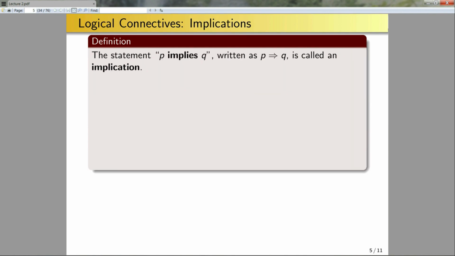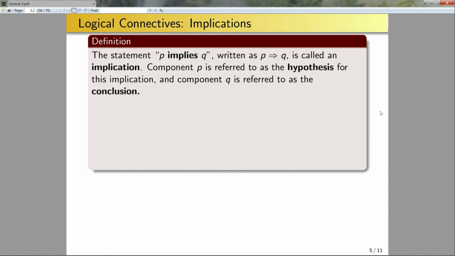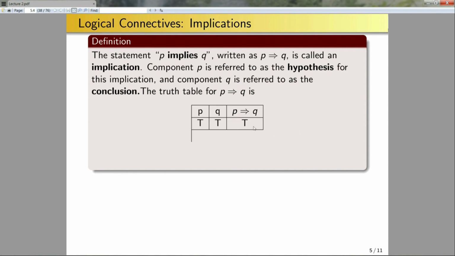So now let's look at another logical connective. Explicitly, let's look at implications. The statement P implies Q, written symbolically as P → Q, is called an implication. So the component P is referred to as the hypothesis of the implication, and the component Q is referred to as the conclusion. So the truth table for P implies Q is going to be this table here.